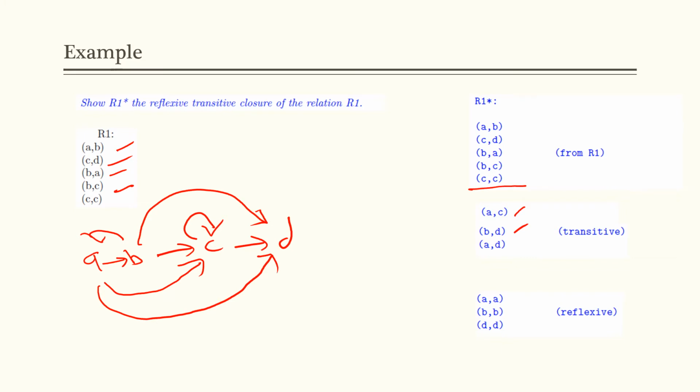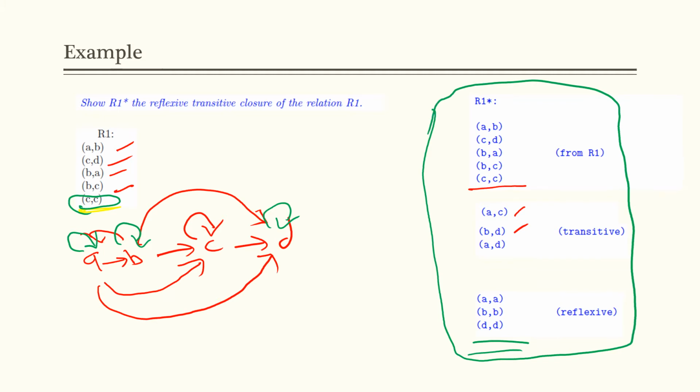Now let's look into reflexive. Reflexive says that you're adding a loop to each of the elements inside the relation. If you look into the relation here, you have A, B, C, and D. So you need to add a loop for each of these. If you look into the diagram, the original R1 already has C, C. You already have C, C. Now you are left with A, A, B, B, and D, D. So this is the reflexive closure of it. The closure will contain all of this. This is the reflexive transitive closure for this example.